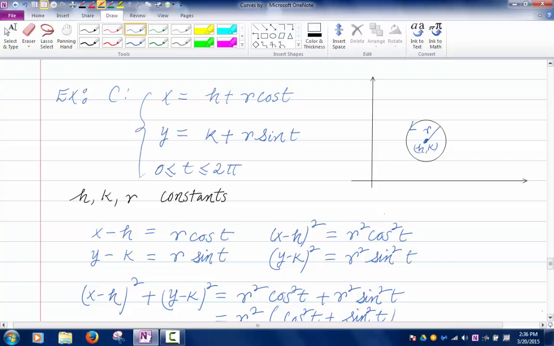When t is 0, you get h plus r, which is x. What is the point h plus r on my circle? H is the distance of this point, right? So h plus the radius will be this point. And k is the height, right? K is the height. So I know that at t equals 0, this is where I am.